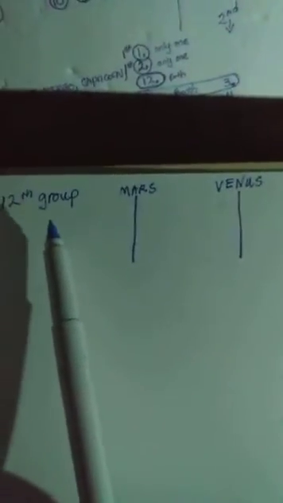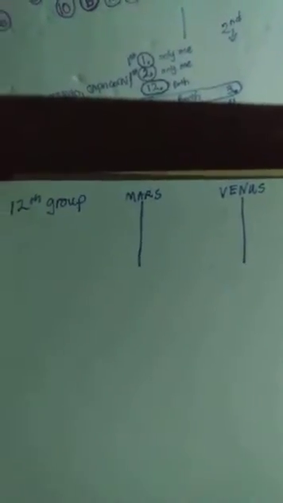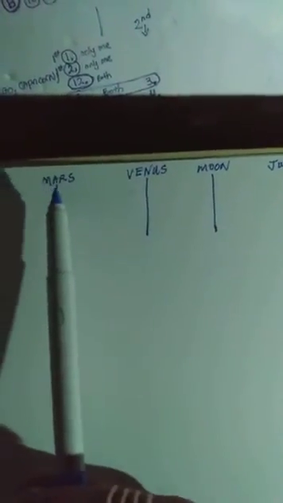There's 16 groups I want to talk about, and this first group is the 12th group. So we're just going to talk about the first group. I'm going to call the first group the 12th group. It's Mars, Venus, Moon, and Jupiter. So we're starting out with the first group equals 4.